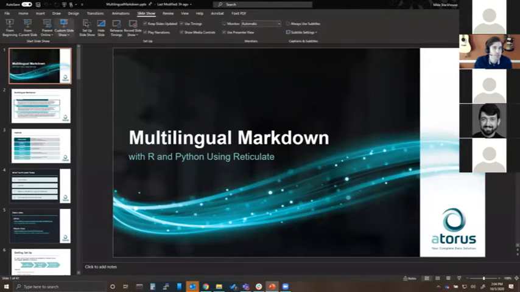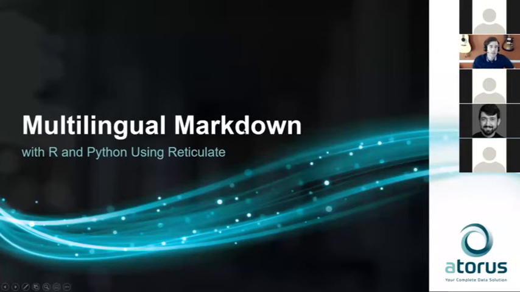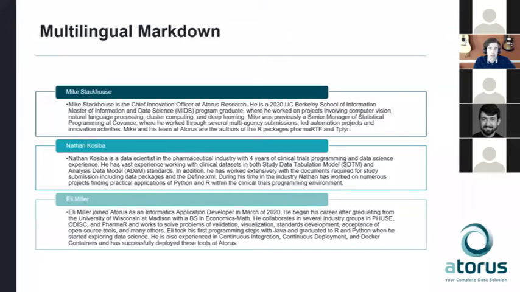Just let me get my deck going. This annoying thing that I always got to do. All right, so hello and welcome everyone. Our workshop today is called Multilingual Markdown with R and Python using Reticulate. So today, the team that's going to help you through this workshop is myself, Mike Stackhouse, Nathan Kosiba, and Eli Miller. We're all from Atorus, and Phil Bowser is also going to do some presentation, and he's here to help out as we go through the workshop portions of this today.